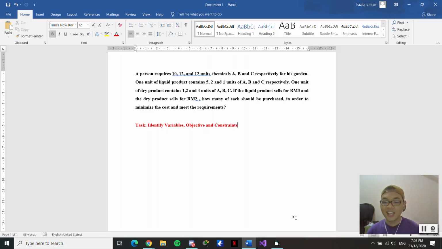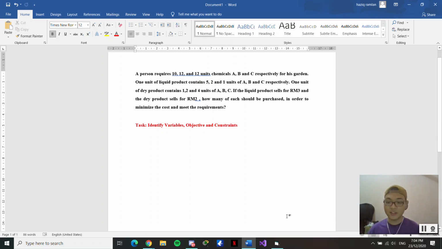So it clearly says over here it has units and it has chemicals A, B, and C. Then it says if the liquid product sells for 3 ringgit and the dry product sells for 2 ringgit, which means we have 2 types of variable over there. We already found one solution, which is dry and liquid products. So yeah, let's get started.